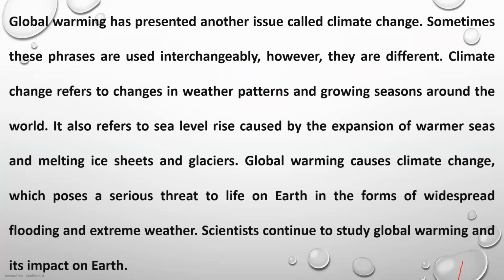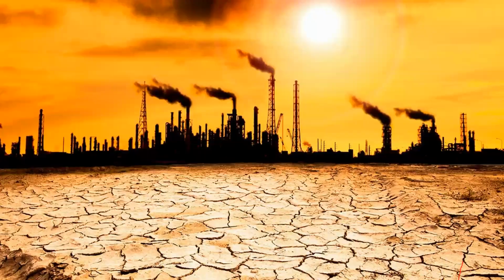It also refers to sea level rise caused by the expansion of warmer seas and melting of ice sheets and glaciers. The polar region is not exempted from this. The ice caps are melting, the ice sheets are melting, and as a result, the sea level is increasing day by day. Global warming causes climate change, which poses a serious threat to life on Earth in the forms of widespread flooding and extreme weather. Right? Scientists continue to study global warming and its impact on Earth. This is a continuous topic of study.